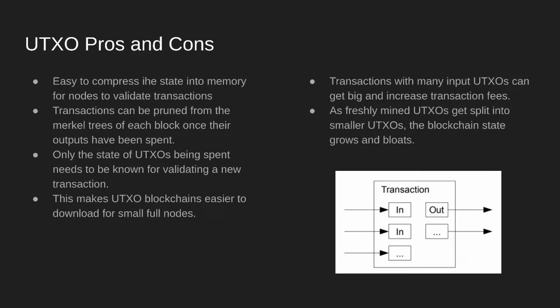Some of the downsides are that transactions with many input UTXOs can get big and increase transaction fees. So this is similar to if you have a lot of pocket change, a lot of nickels, dimes, and quarters, and you need to add them up to make a purchase. It takes a lot of time to pick them out of your wallet, put them together, count them up, and send them. It's similar in that you need to add more data to a transaction in order to use many UTXO inputs. And a fresh mined UTXO output can get split into many smaller UTXOs over time, which can increase the blockchain state and cause it to grow and bloat.